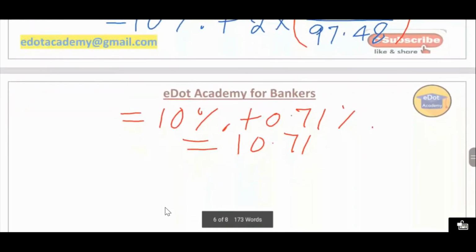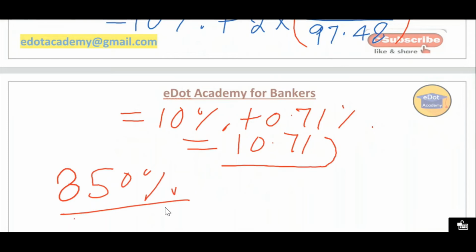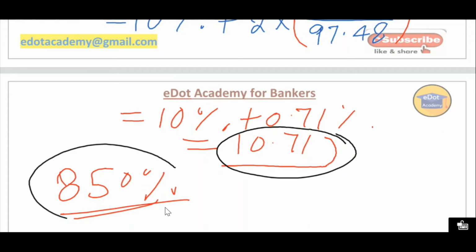This is our YTM. That means this must be the rate of return, so that if we are holding the bond till maturity, we must get 850 rupees as a present value. So this must be your YTM. Your YTM must be 10.71 to get present value as this 850. Okay, so this is the meaning of YTM.